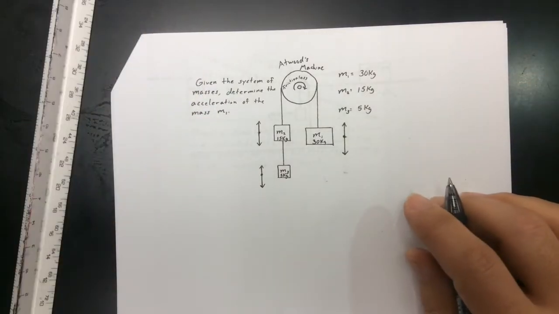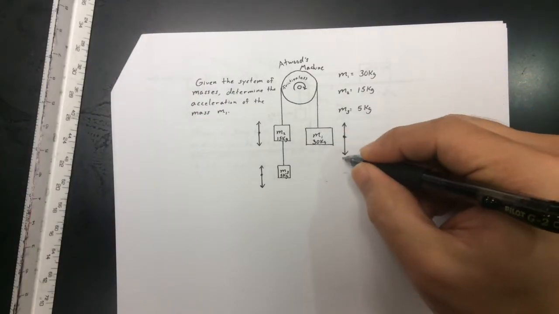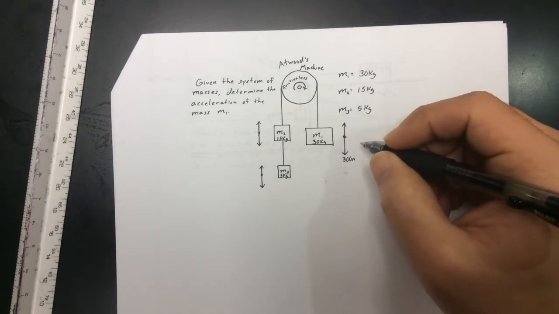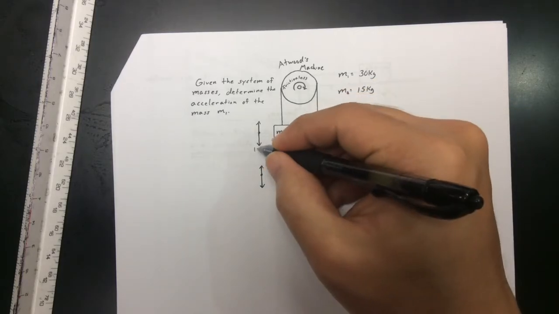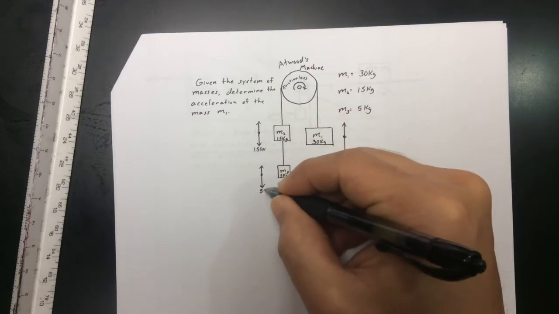And so here are our three free body diagrams. We have 300 newtons going down here, mg, 30 times 10. Mastering Physics, use 9.8. Over here, 15 is going to be 150, and we have 50 over here.